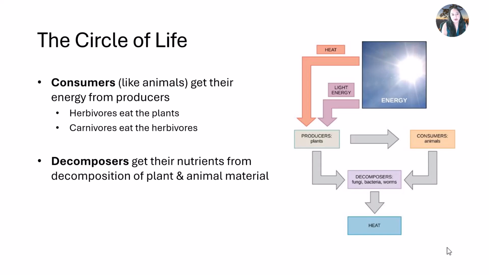Again, the term that we could apply is also heterotrophs. So hetero meaning different, they get their energy source from somewhere else. So consumers have to consume something for their energy. So for example, animals. And there's different kinds of consumers, like herbivores just eat plants. Carnivores eat other animals. So carnivores will usually eat the herbivores.